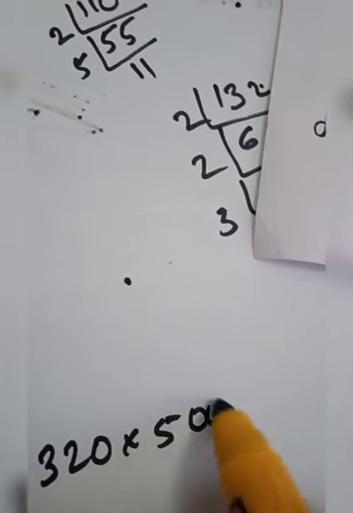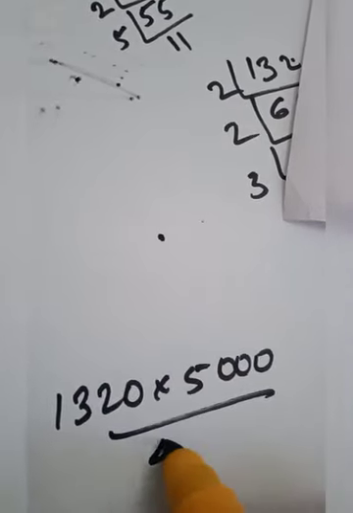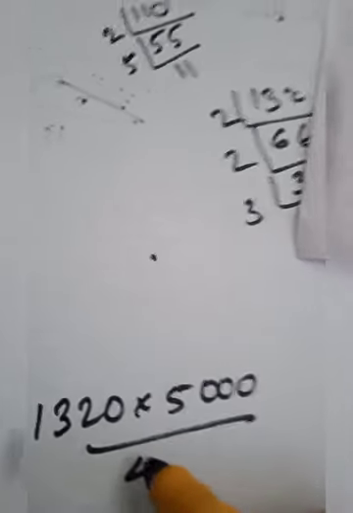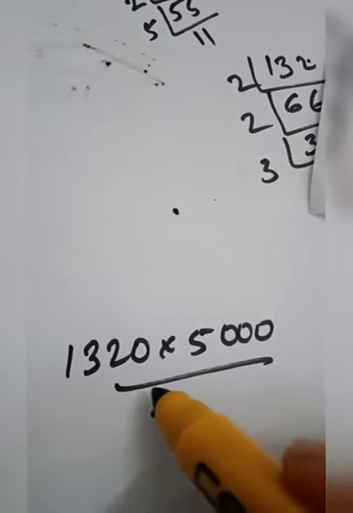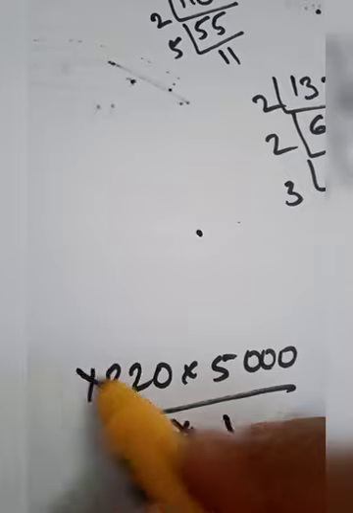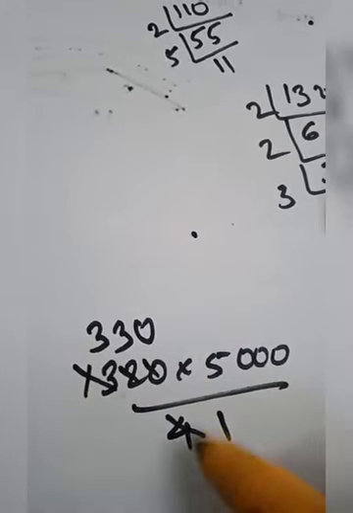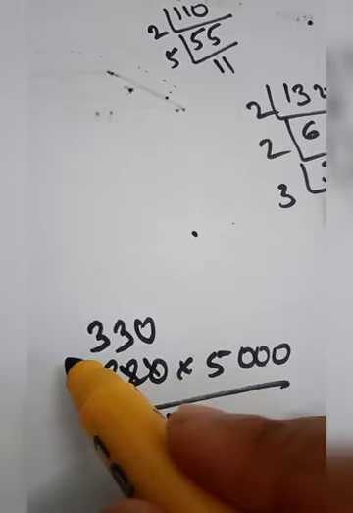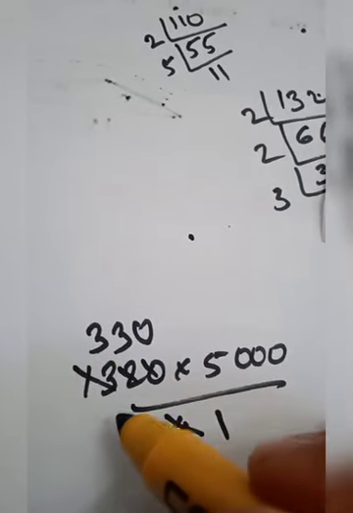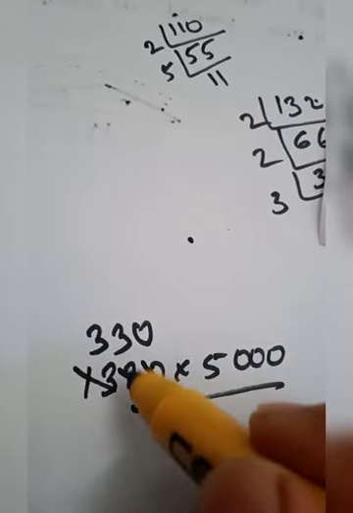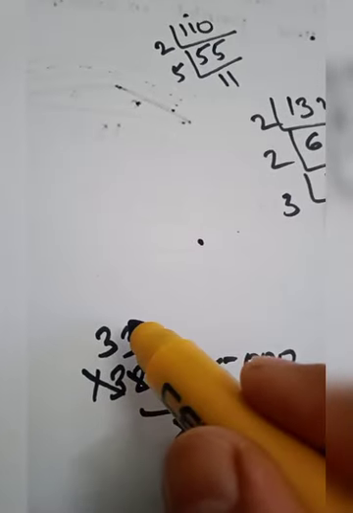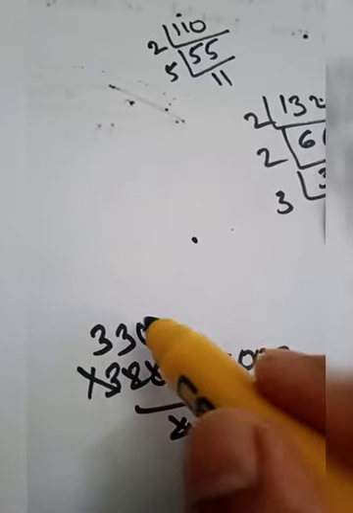1320 into 5000 divided by 4 will give the answer. See, you can cancel this 4 and 1320. In 4, how many? 4 1s, then 3 4s are 12, remainder 1, 12, 3 4s are 12. Okay, we can cancel like this by 4. In 13 how many 4s are there? 3 4s are 12, remainder is 1. That 1 and 2 becomes 12. In 12 how many 4s? 3. Then this 0 will come up.